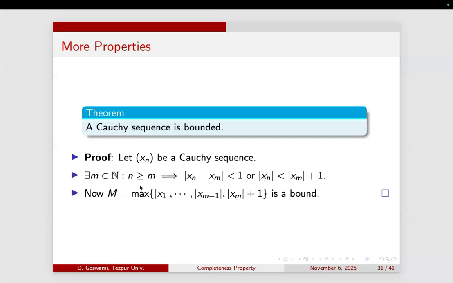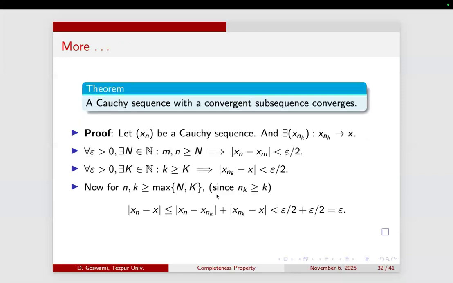But this property holds only after some stage. What happened to the previous terms? All the previous terms are finitely many, because I already know what happens after m. What is left out? x1, x2 up to xm minus 1. I do not know about these. But apart from these, all xn's are bounded. So for the previous finitely many, I'll simply look for the maximum of them and the maximum of this number as well. This will give me the bound for a Cauchy sequence.